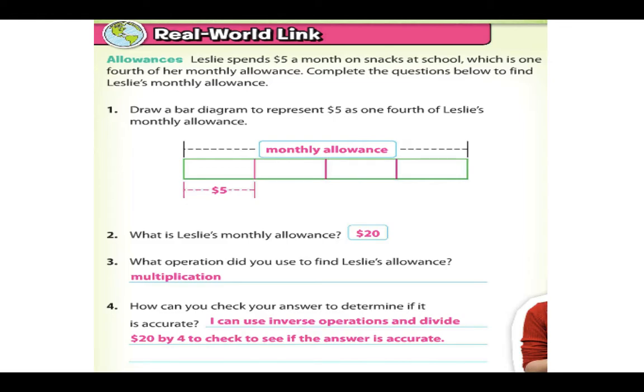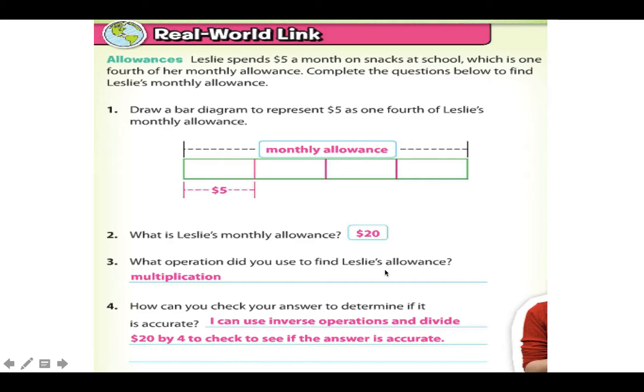Well, in the first one, we were supposed to draw a bar diagram to represent $5 as 1/4 of Leslie's monthly allowance. So the whole bar would represent her monthly allowance, and if we're representing 1/4, we would take that bar and divide it into 4 equal pieces. So each of these sections is 1/4 of her allowance. Now we're told that $5 is 1/4 of her allowance, so one of these sections is going to be $5. What is Leslie's monthly allowance? Well, if there are 4 sections and they're all worth $5, that makes $20 her allowance per month.